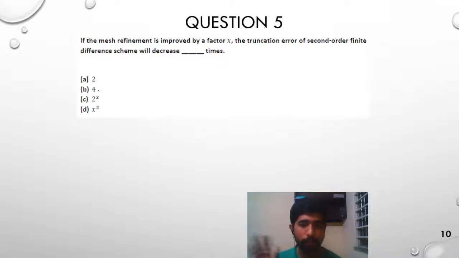Can you write down the answer for this question in the chat box? A very similar question we had discussed last week, so I thought let me not go through this. Any other answers? What they are telling is that h dash, that is the delta x new, is delta x original by x. That is, the mesh has been refined by x times. Exactly, h dash is equal to h by x. So in that case, what will happen to the truncation error? It is a second order scheme, so the truncation error leading term will be h square. So you have to answer now at least. Can others write down in the chat box what should be the answer?